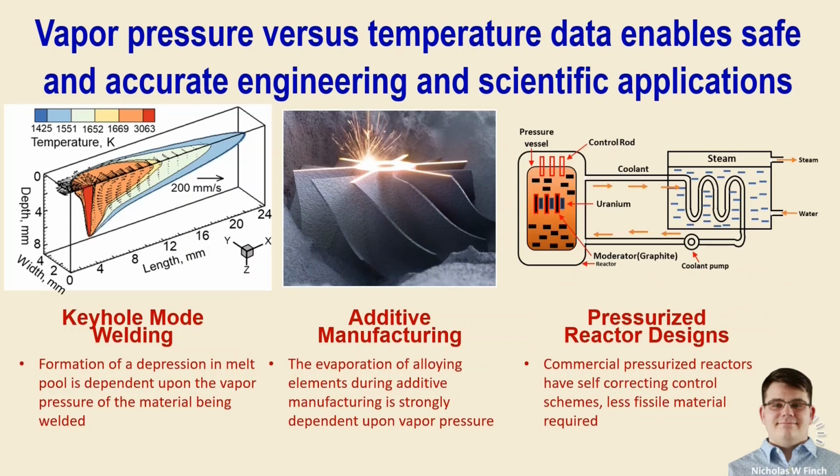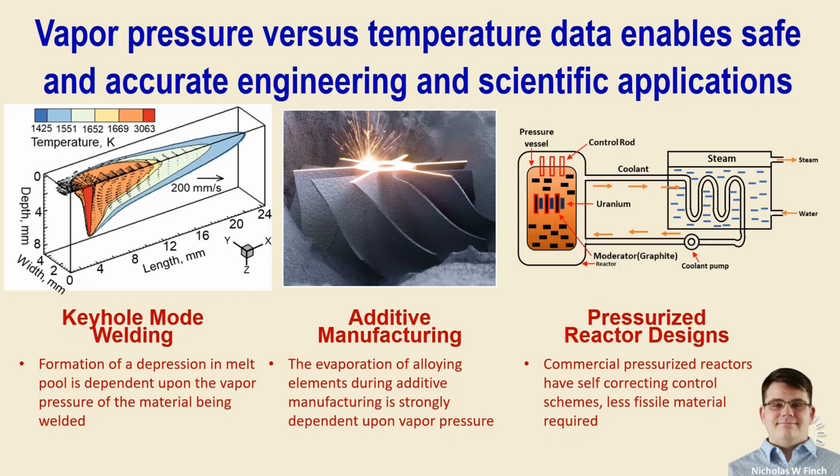Vapor pressure versus temperature data is a prerequisite for several engineering and scientific processes. Just some of the applications for vapor pressure versus temperature data run from high penetration welding, additive manufacturing, and the design of nuclear reactors. Keyhole mode welding requires vapor pressure versus temperature data to explain the formation of a depression on the surface of the melt pool.